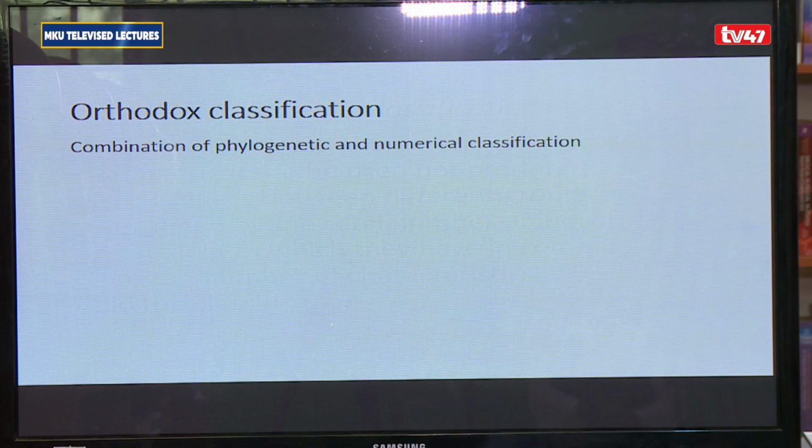The last one, orthodox classification. Orthodox is a combination. When one combines phylogenetic and phonetic classification, then that becomes orthodox classification. Meaning you're classifying organisms based on evolutionary relationships, if you find them, and also based on any other characteristic that is applicable that you will find. So when you combine phylogenetic and phonetic, that becomes orthodox classification. And taxonomy mainly uses orthodox classification.